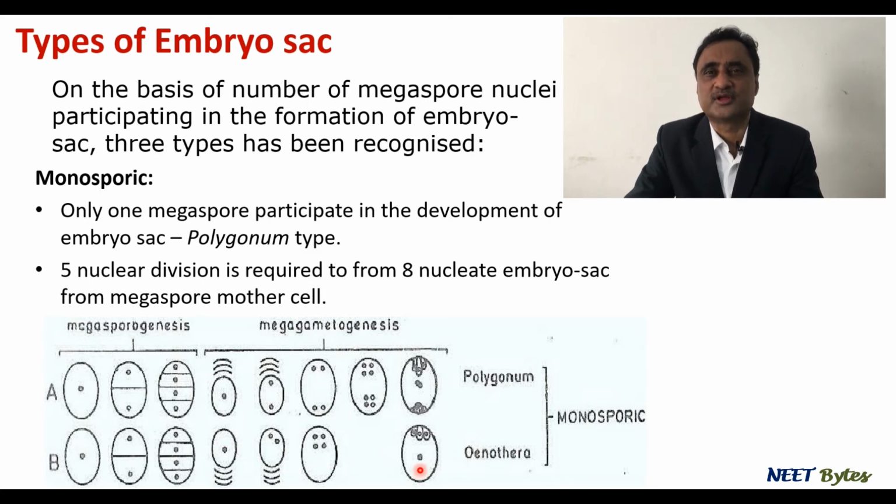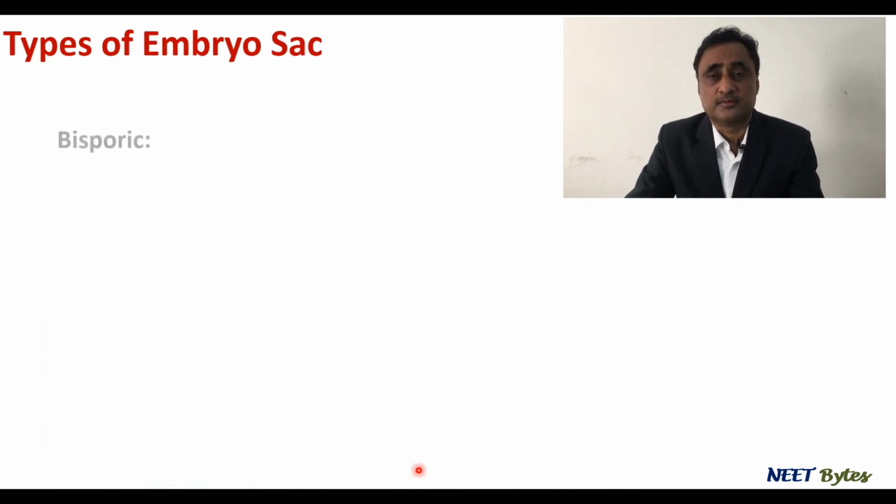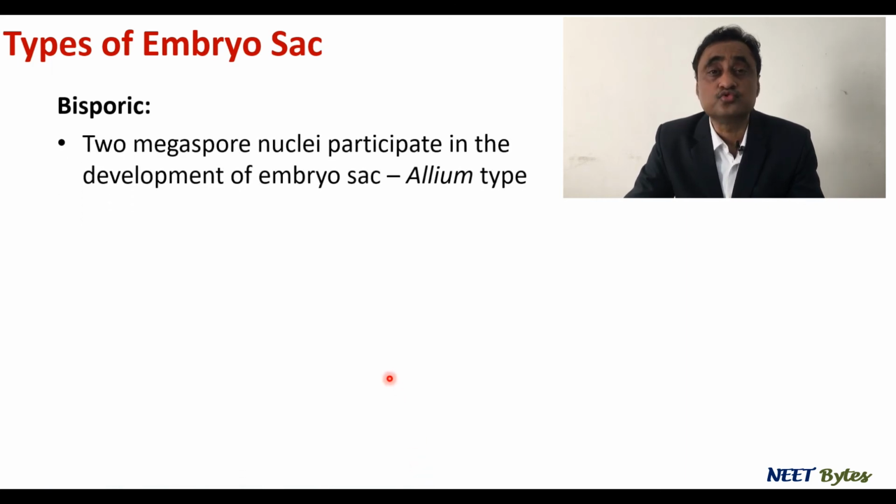Have a look at the bisporic. So logically we can say that if the 2 megaspore nuclei participate in the formation of the entire embryo sac, we have to say it is a bisporic, and exactly it is. Have a look at this diagram.